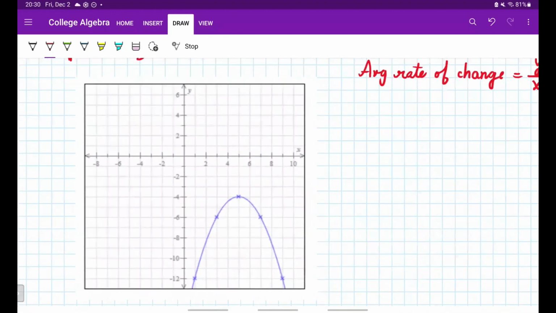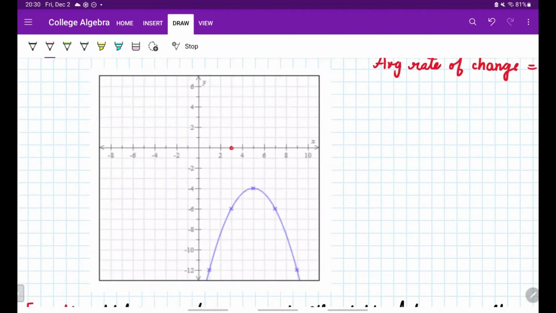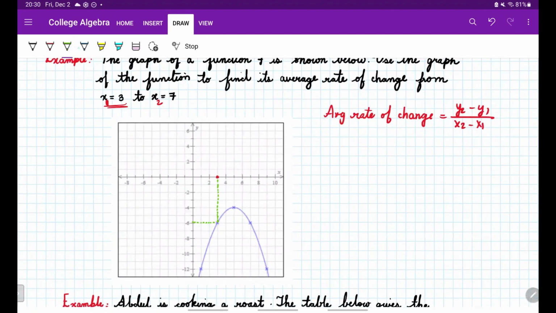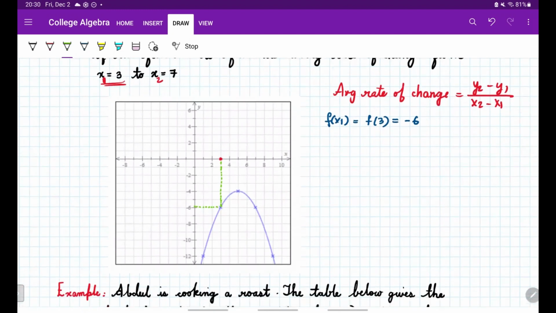So when our x1 is 3, let us draw a vertical line to see where it intersects our graph. You see it intersects at -6. So the y value corresponding to x1, that is f of x1, is f of 3, which is -6.